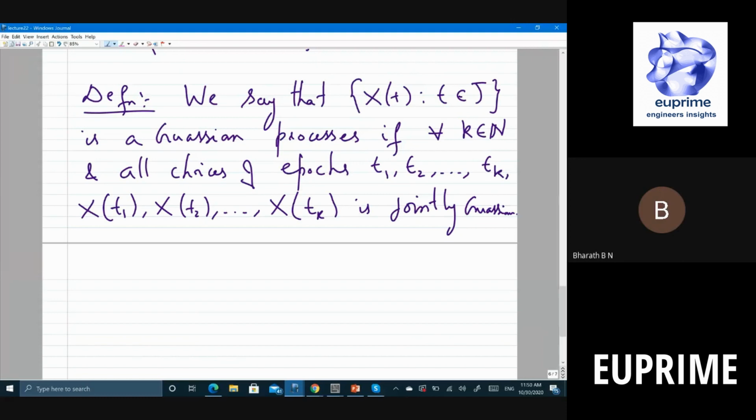See, the flow was this, right? We introduced what is known as a Gaussian random variable, and then we moved to what is known as a Gaussian random vector. That is, you give x1 through xn, it's called jointly Gaussian if any linear combination is a Gaussian random variable, right? That's how we moved, and then we looked at joint distributions and so on. But now I have to define what is known as Gaussian processes.